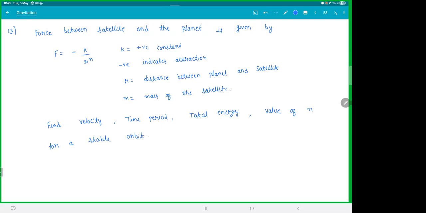So that n has a particular value. You can't take any value you want. If you put k by r power 100, there is no guarantee this thing will be in a stable orbit. So that n has a certain value. If I have to ask you this question, I'll ask you to find the total energy and the value of n. These will be the two questions in the advanced paragraph.